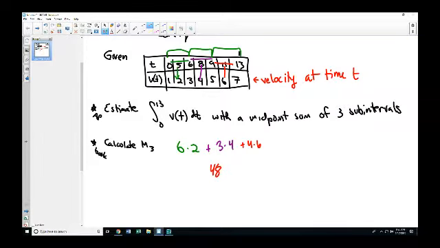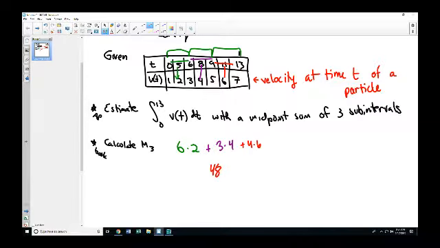Because I labeled it V of t, right? Okay. So let's say that's the velocity at time t of a particle. Particle motion problems are very common, very popular calculus problems, very physics-based.